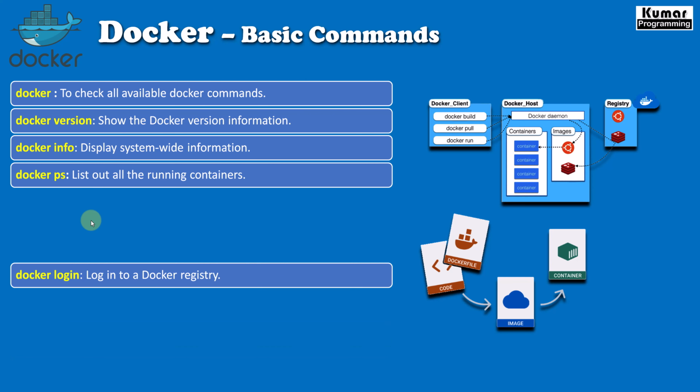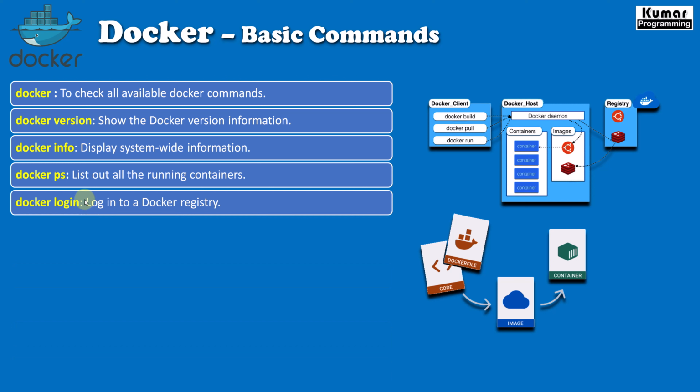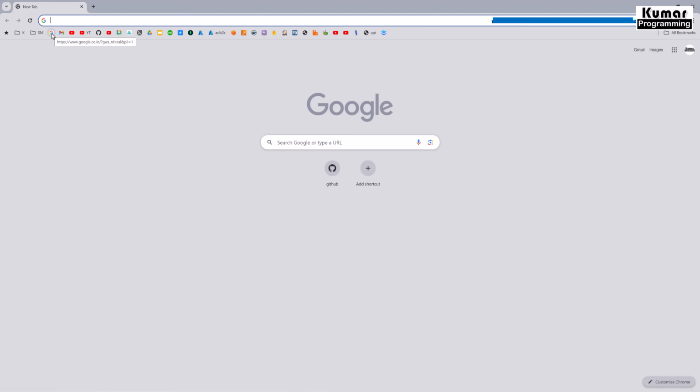So the very next command is docker login, okay? Docker login is basically used to log in to our Docker registry. If you see here, we have our Docker Hub, Docker registry. So we can log in on this Docker Hub, right? How can we log in? Let me just try to log in from the browser.